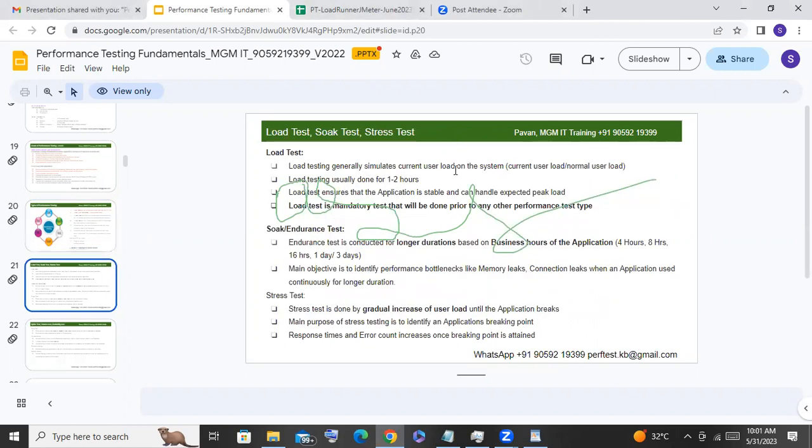See, load testing generally simulates current user load on the system. The current user load or the normal user load. Load testing would usually be done for 1 to 2 hours. Load testing ensures that the application is stable and can handle the expected peak load. Load testing is a mandatory test that will be done prior to any other performance test.